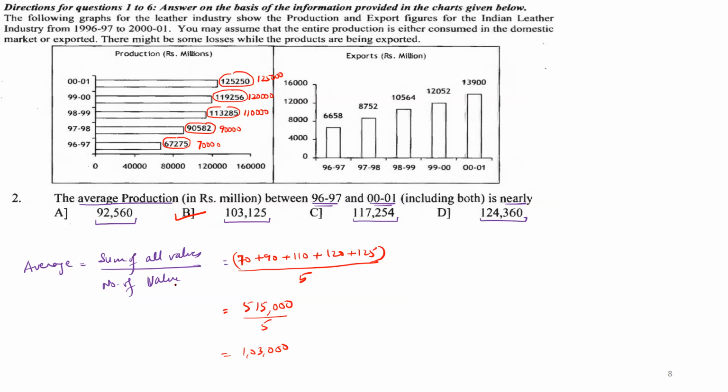Are we clear with this question? Shall we move on? Yes, sir. All right. Question 3. What is the average of the ratios of production to exports over the given period? No, sorry, over the period 96-97 to 99-2000. Average निकालना है ratios का.